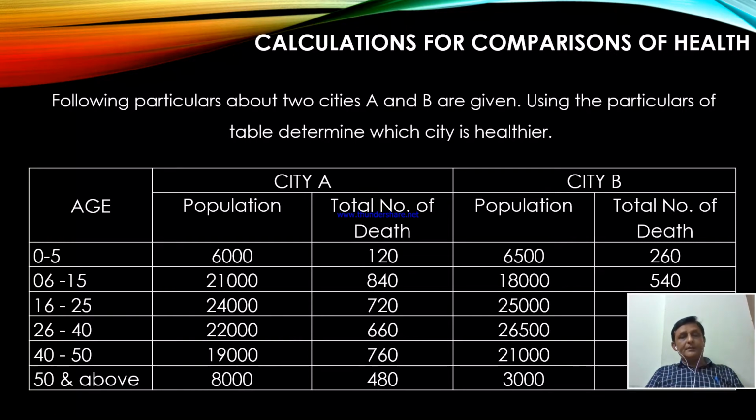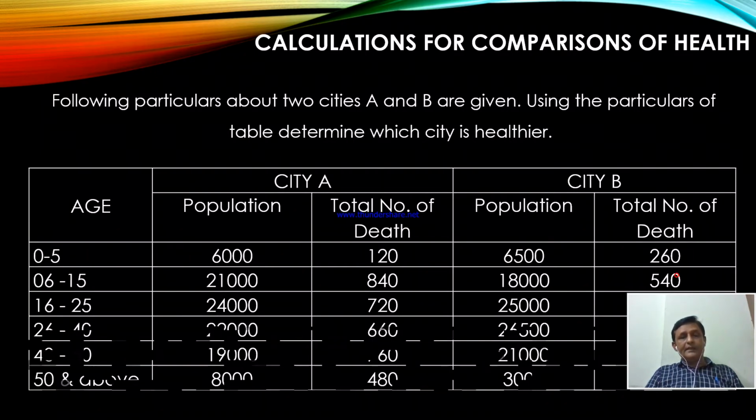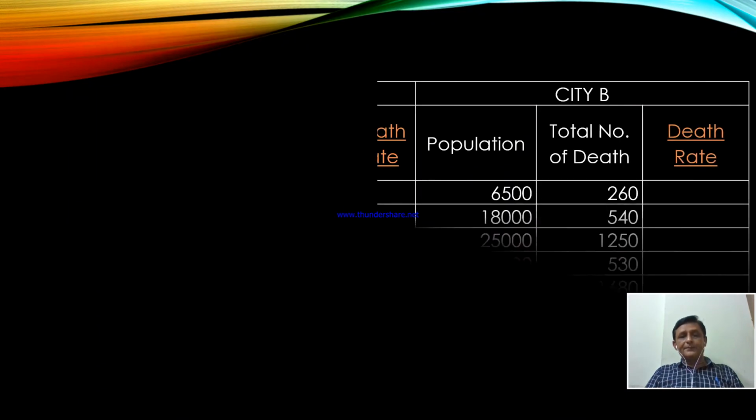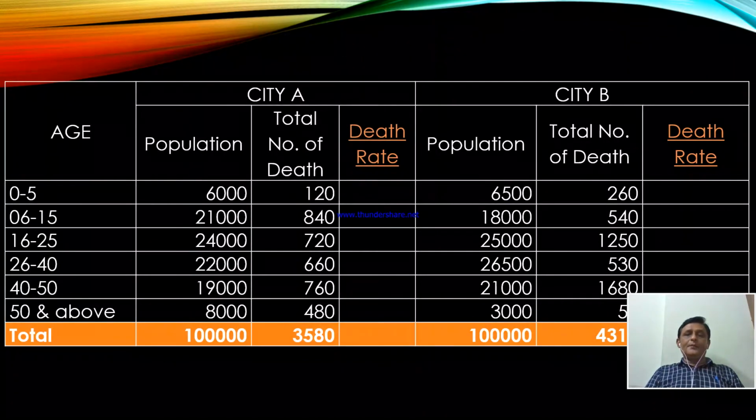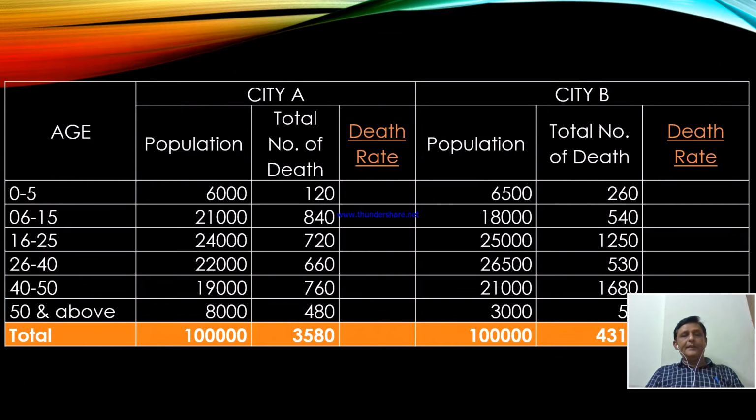So what do we need to do? We need to focus on death rate. First of all, we should know how we calculate the death rate. Let's check. For the given details, we need to add one more column for both sides, for city A and city B, and that is named death rate. The same table is presented here with one more column added for both cities A and B, named death rate.